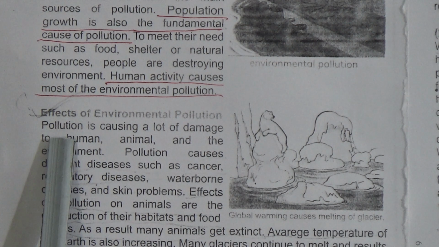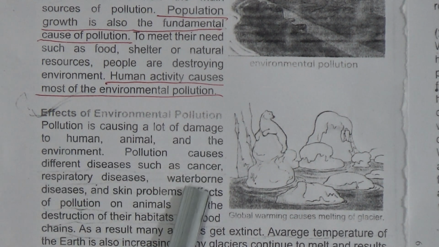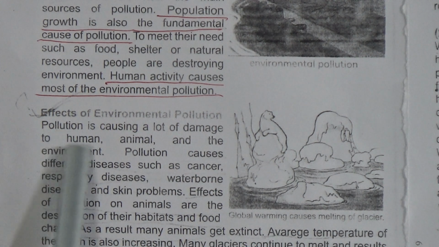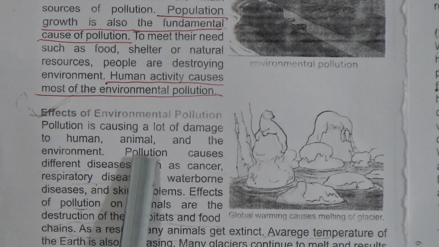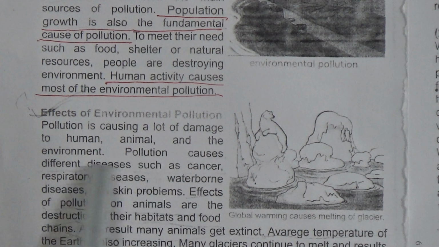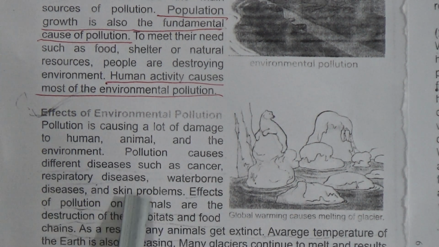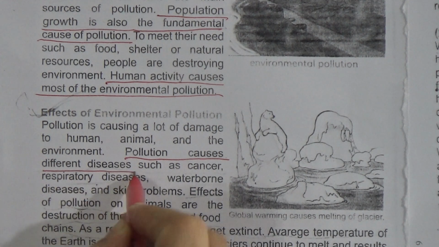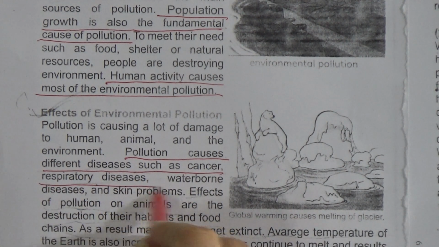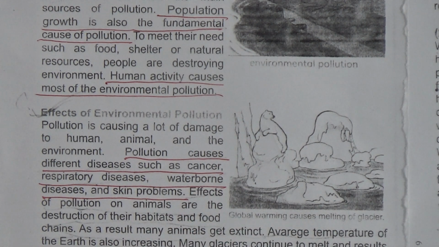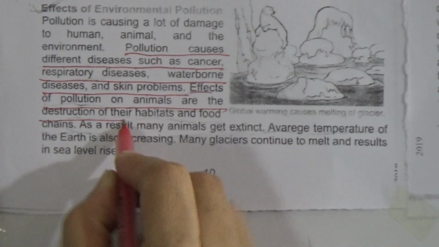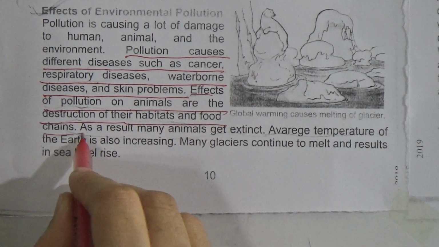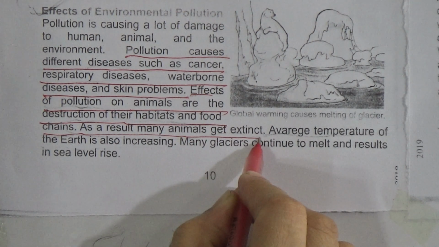Now come to the next topic, effects of environmental pollution. Pollution is causing a lot of damage to humans, animals and the environment. Pollution causes different diseases such as cancer, respiratory diseases, waterborne diseases and skin problems. Underline this line also. Effects of pollution on animals are the destruction of their habitats and food chains. As a result, many animals become extinct.